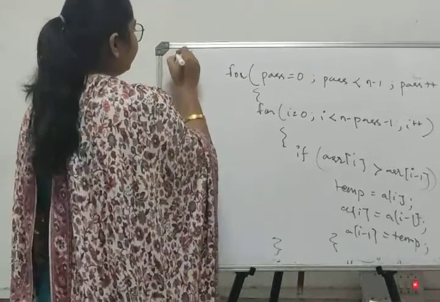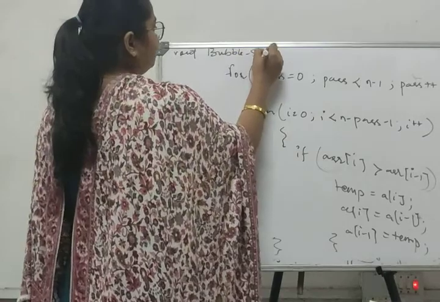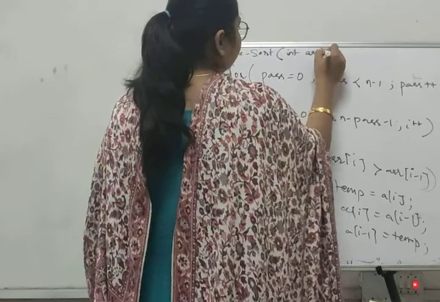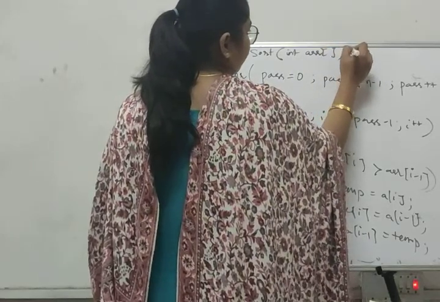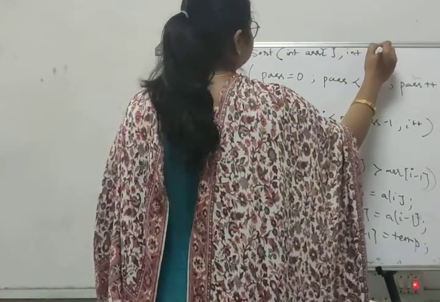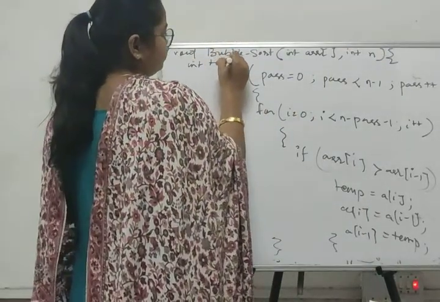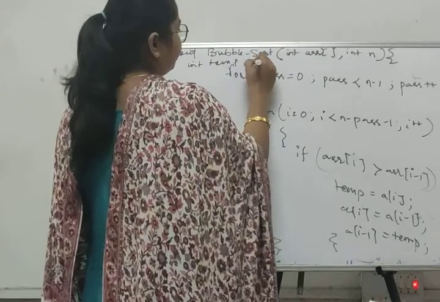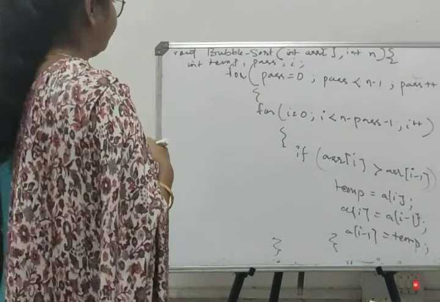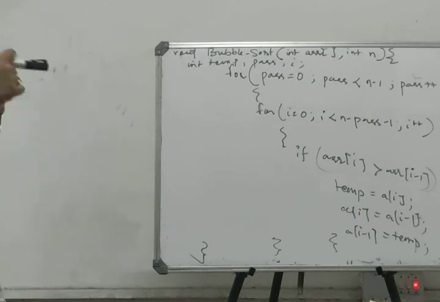So I will just write void bubble sort, the function name. And what inputs do you have to take in the sort? The array, int arr, and int n, which is the size. So this is the input. Then you have to take integers temp, pass, and i. I hope you are sorted now. This is the function close bracket. So this is about your bubble sort.